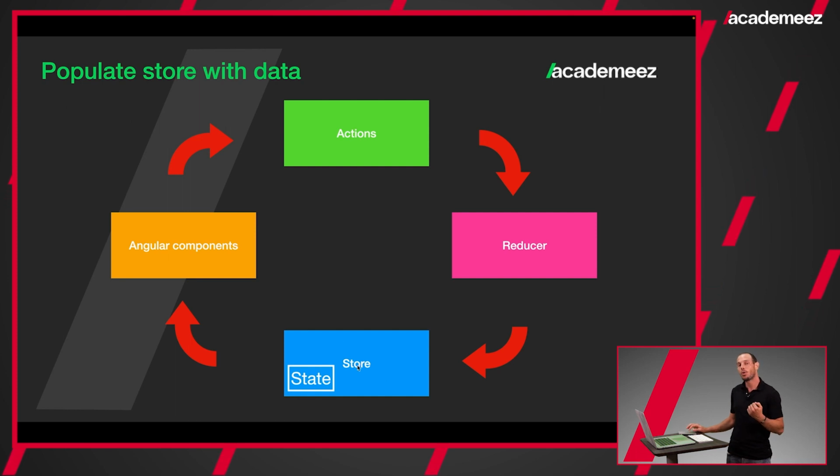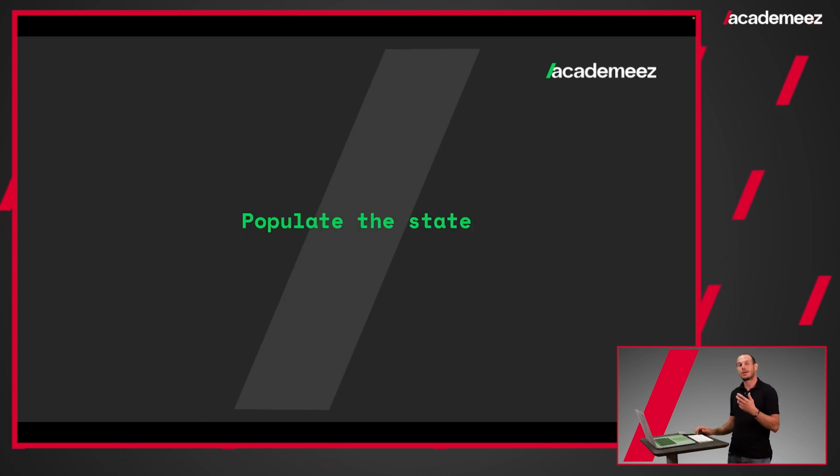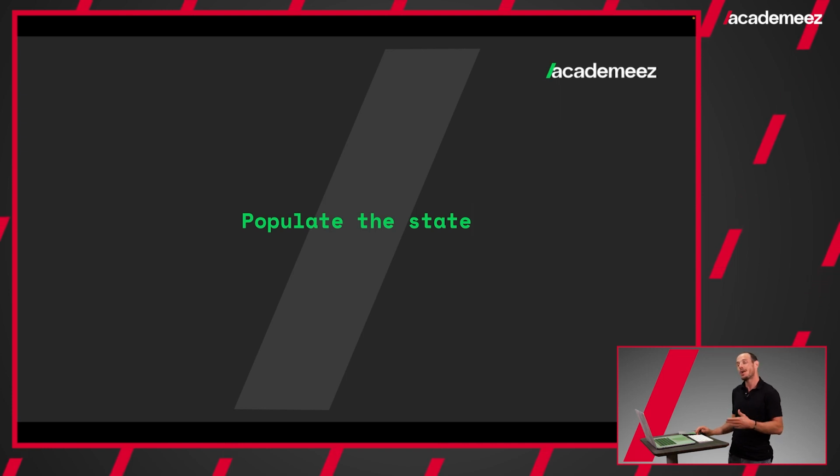The store is holding our state. So let's populate the store with some data. We're going to open the project that we just created with Angular CLI. We're going to open it with VS Code, and we're going to populate this state. We're just going to put in the state a counter with a value of a number.